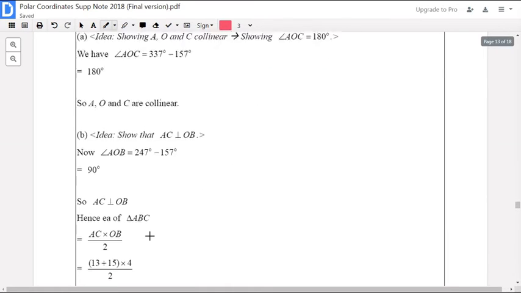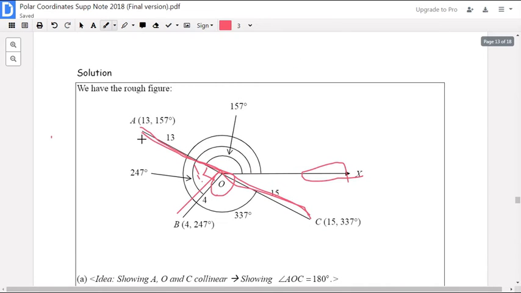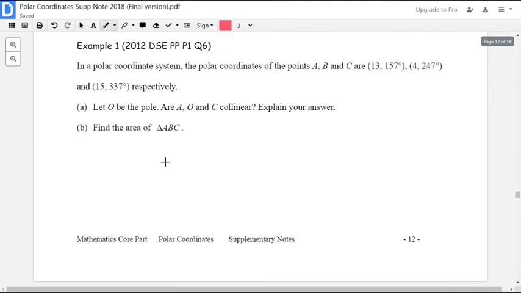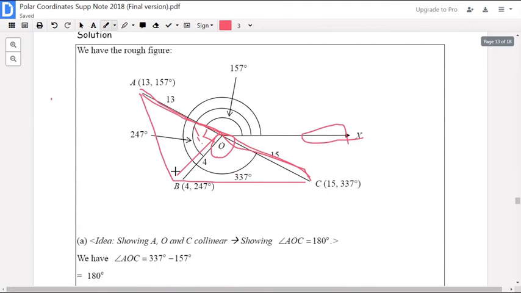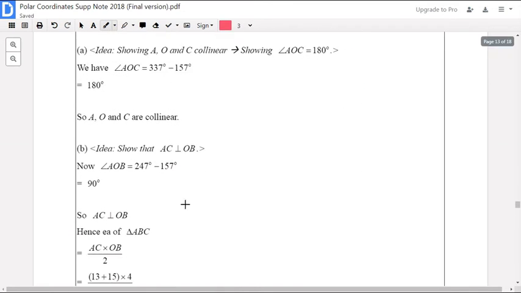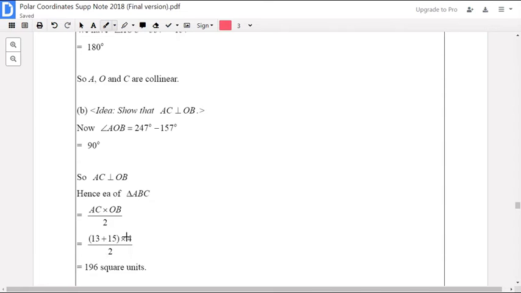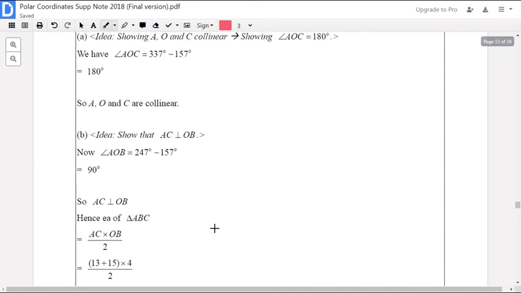So, go back to our question. If we want to find the area of triangle ABC, we calculate base times height divided by 2. Why is OB the height? Because we know that it is of 90 degrees. OB is perpendicular to AC. So the area is given by AC times OB divided by 2.